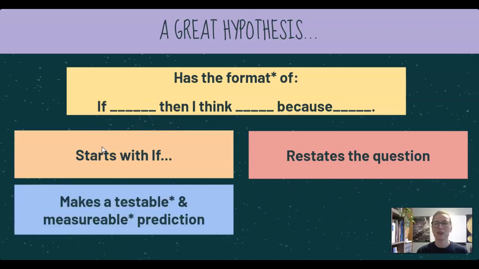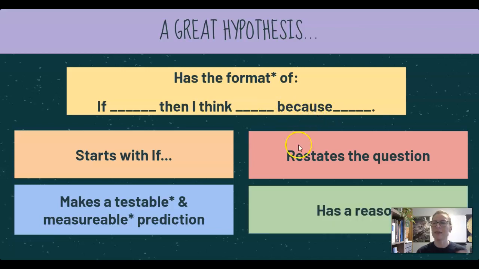Then we're going to make sure the hypothesis is testable and measurable. All right, that's how we know for sure that we can get a good experiment to go with it. So then I think, and this is where you're going to make your testable and measurable prediction. And we include this part on the back that says because, because we need a reason. You have to show that there was a logical reason for your prediction.